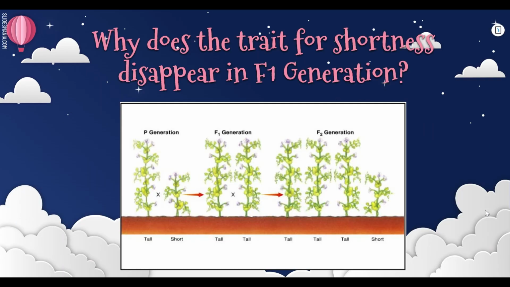So, why do the traits for shortness disappear in the F1 generation? Right. So, you see right here, you have the parent generation, you have a tall one, and you have a short one. Right. But then in that F1 generation, the next thing you get are two tall plants. Right. And then when you get to the F2 generation, then all of a sudden the short ones appear again. Right. And so people say sometimes things skip a generation. Well, why is that? Why is it that things skip a generation? And that's what we'll see right now.